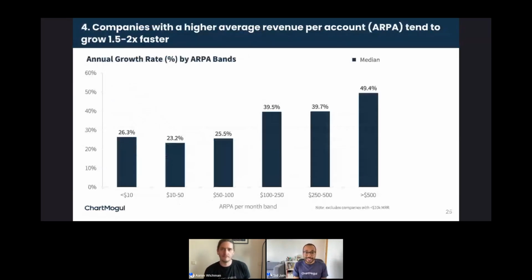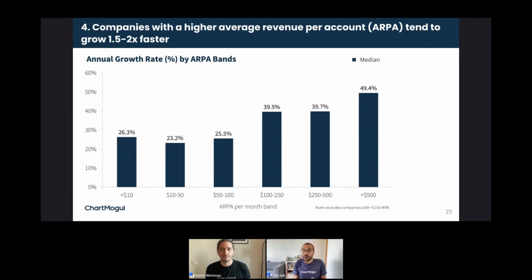Moving on, the next chart is probably the most interesting of the lot. This shows you the growth rate of companies split by different ARPA bands. As a reminder, ARPA is average revenue per account, and usually B2B companies have a higher ARPA, whereas B2C companies usually have a lower ARPA. Again, on the y-axis is the annual growth rate, and on the x-axis, we have the different ARPA bands. The key insight here is that companies with higher ARPA tend to grow almost 1.5 to 2 times faster compared to companies that have a lower ARPA.